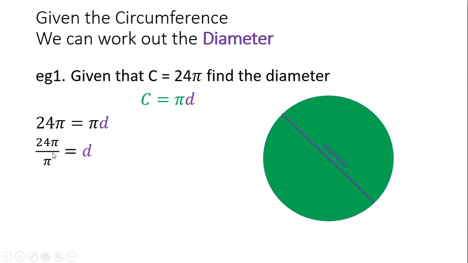And if I look at that carefully, that fraction can be simplified. To simplify a fraction, we look for a highest common factor, a value you can divide both the top and the bottom by. It has to be a division, never a subtraction. I can divide both top and bottom by pi, which is going to leave me with 24. So the diameter is exactly 24.